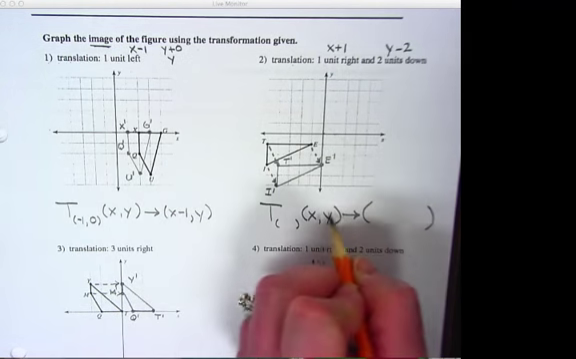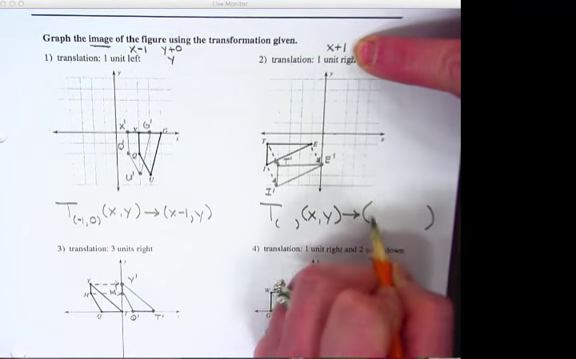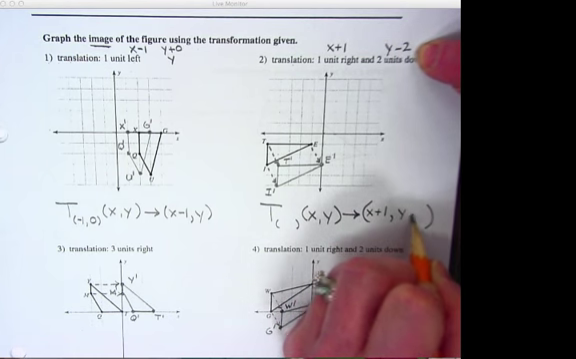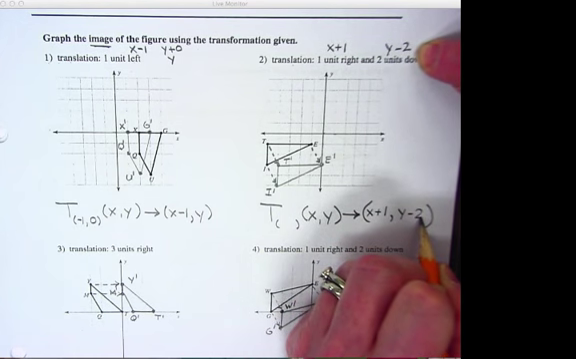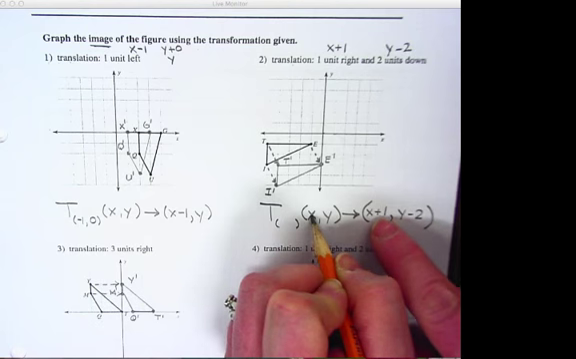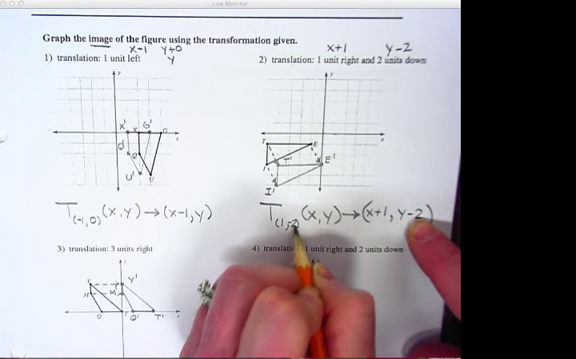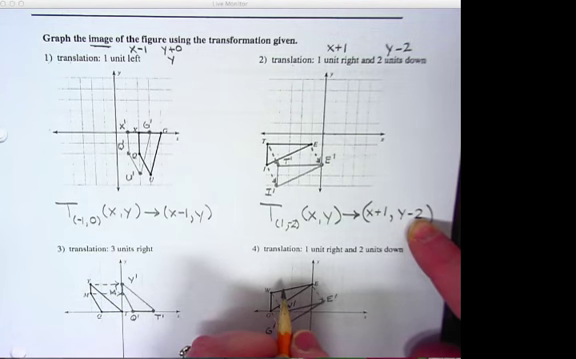So I'm going to go over here to the x, I add 1. To the y, I subtract 2. So what am I doing to x? I'm adding 1, comma, and I'm subtracting 2. Okay, if you're feeling like you can try it, I'd try it for number 3.